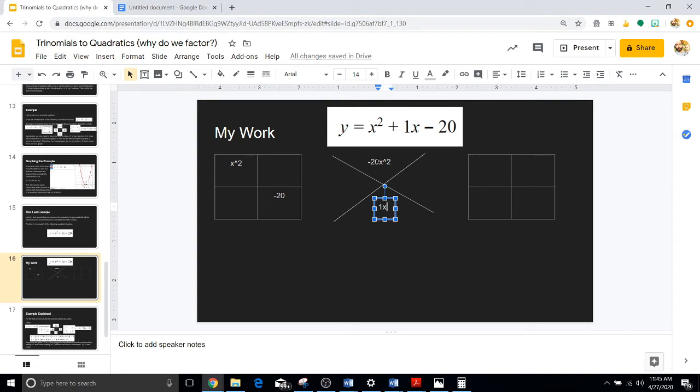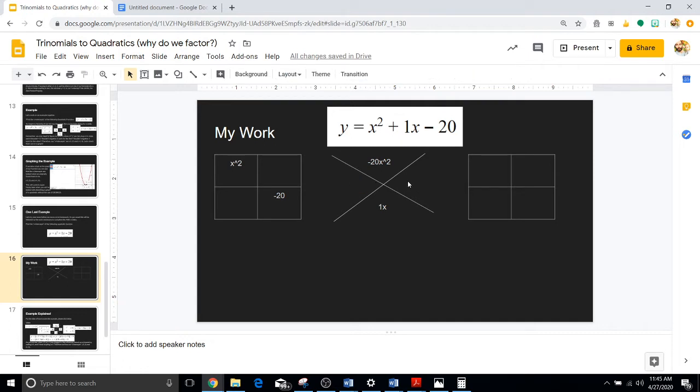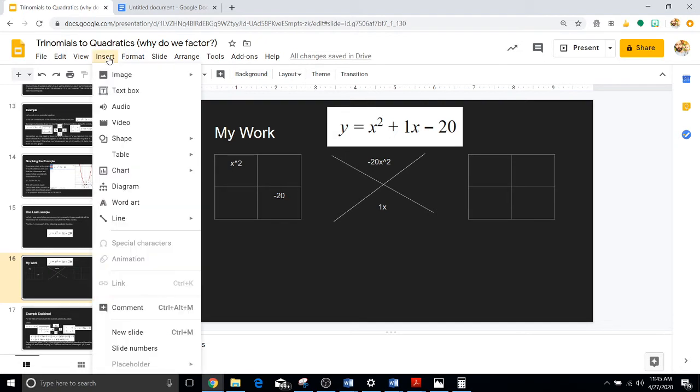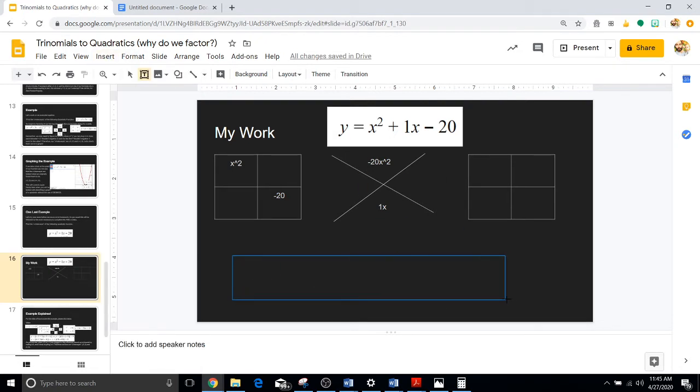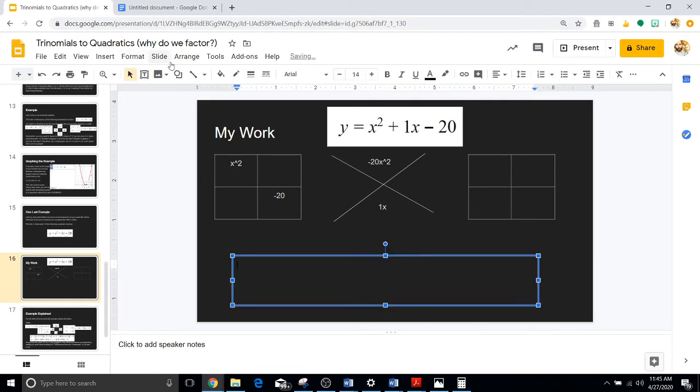Well, something you should notice, hopefully, is that this top one here is negative. And what that means is that one of these two values needs to be negative. So we know one's going to be negative and one's going to be positive. So let's think about all the different numbers that multiply to negative 20x squared. We can start putting all of our thoughts and work right here.